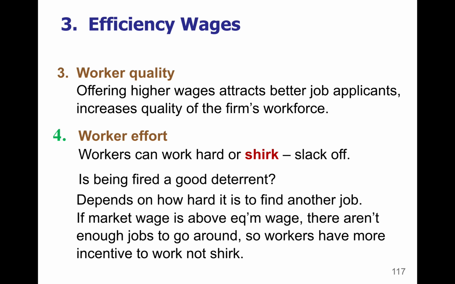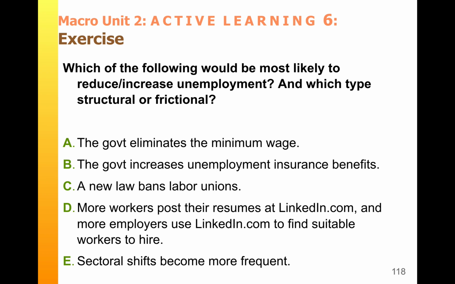I'm sure you all have heard of various companies that hire teenagers at higher wages than other jobs as well. So now you're going to do active learning 6 on your active learning paper. Here you have 5 situations. I want you to tell me if this is going to increase or decrease unemployment, and if so, which type of unemployment. Is it structural or frictional?